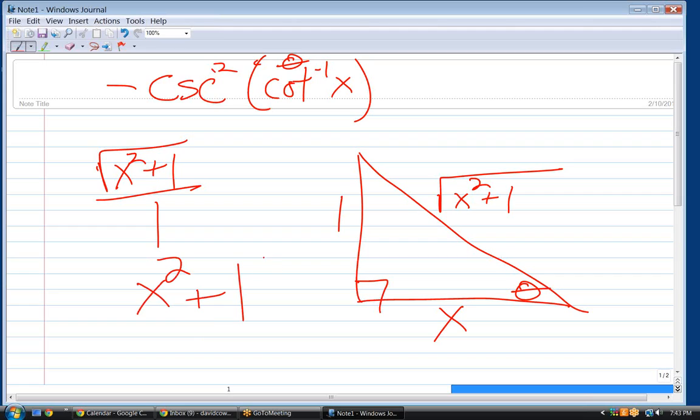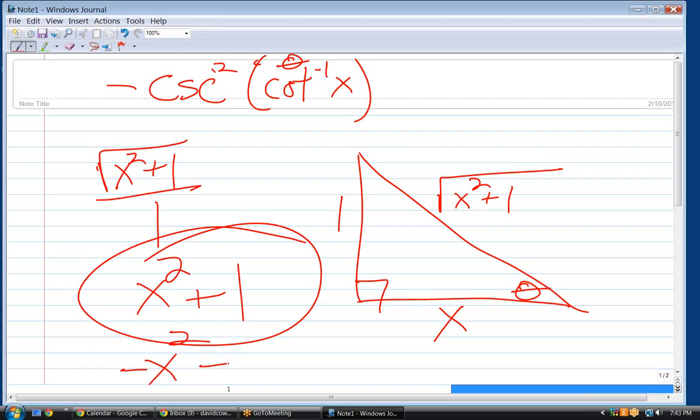And what's negative cosecant squared of theta? Negative x squared minus 1. Yeah, you've got to distribute it to both terms. In other words, this whole part of it was x squared plus 1. Distributing the negative sign to everything inside those parentheses makes it minus x squared minus 1. Okay.